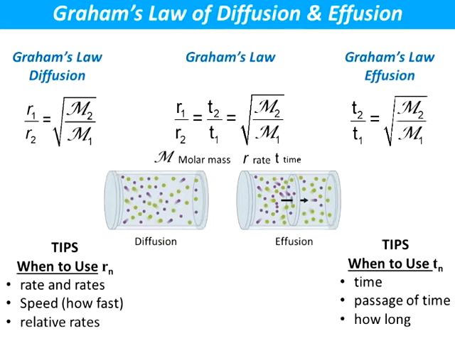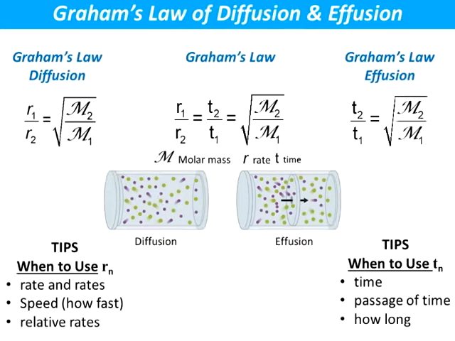However, in many texts and in many conversations, effusion tends to be used more than diffusion. So how do we differentiate them? In a diffusion calculation, you will use the rates. And note that R1 is diagonal to its molar mass. And note that R2 is diagonal to its molar mass.